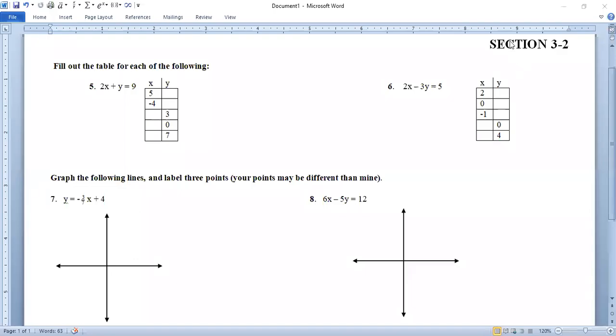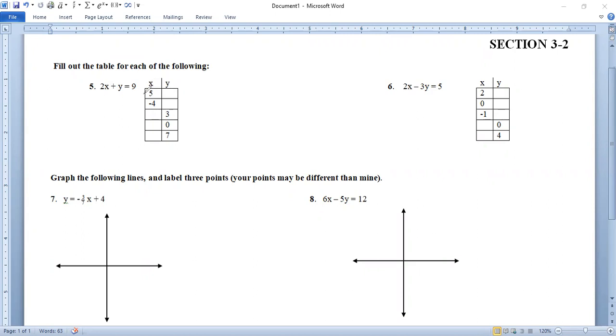Here we are in section 3-2 with the numbers 5 through 8. Number 5, fill out a table for each of the following. So we're going to stick numbers in and see what we get out for partners. So let's try this. 2x plus y equals 9.